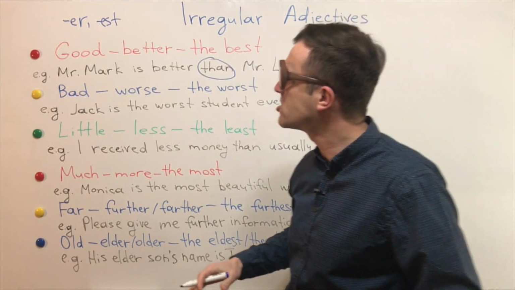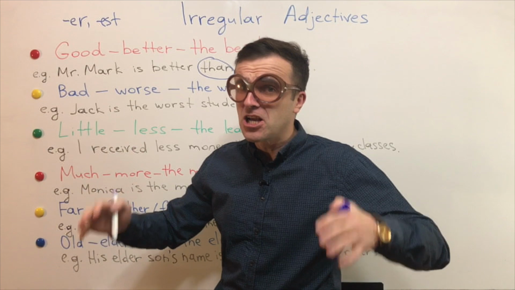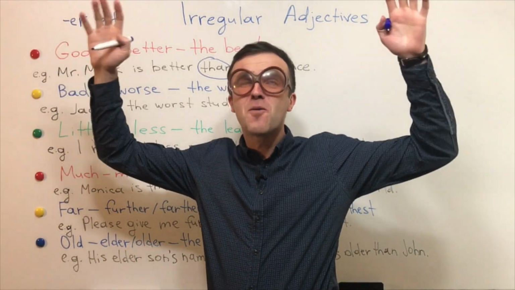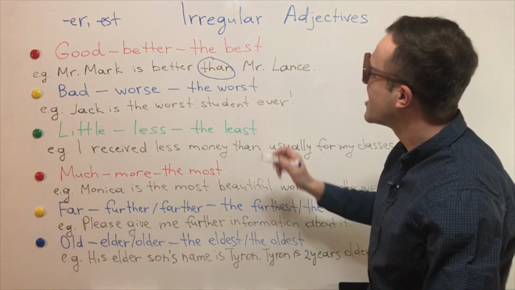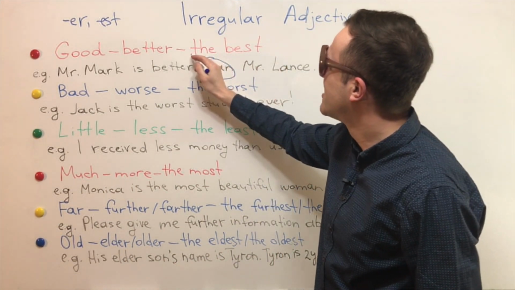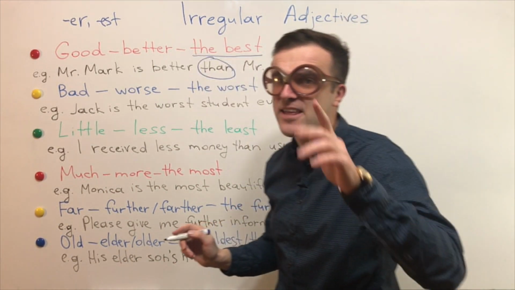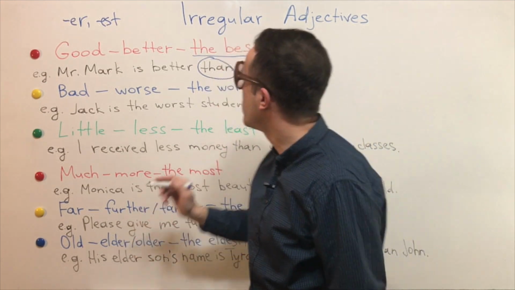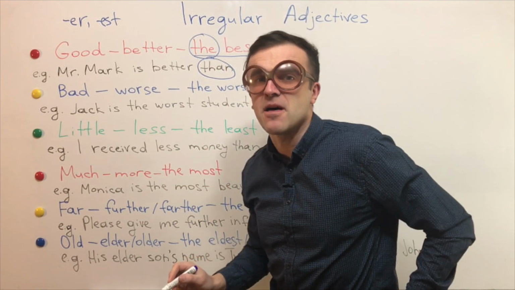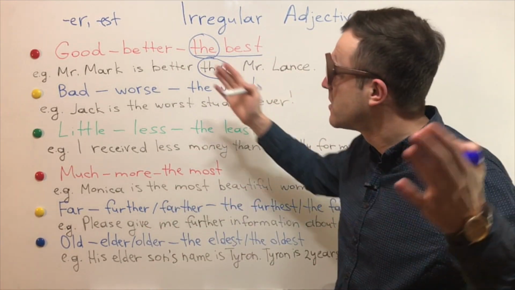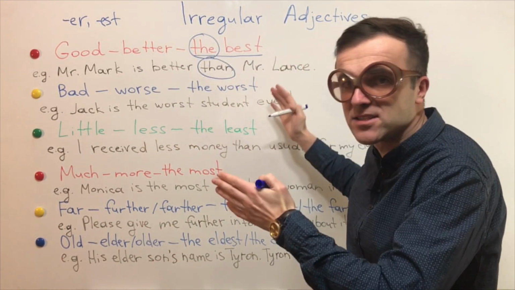And you can say also that Mr. Mark is the best teacher in the world. Maybe. Okay, so here is the best. Don't forget that we use the best with the definite article the. So the best. Good, better, the best.